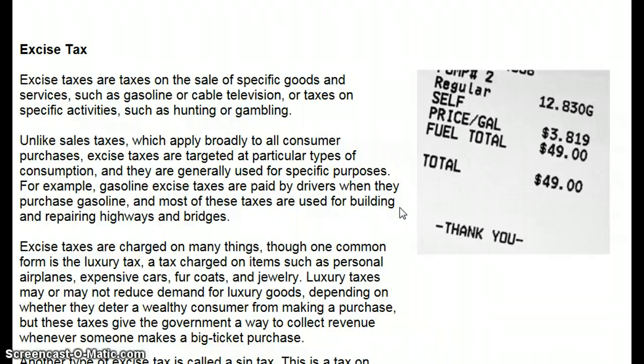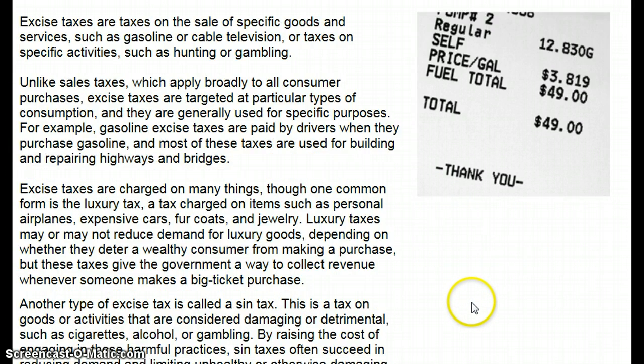Excise taxes are charged on many things, though one common form is the luxury tax, a tax charged on items such as personal airplanes, expensive cars, fur coats, and jewelry. Luxury taxes may or may not reduce demand for luxury goods, depending on whether they deter a wealthy customer from making a purchase, but these taxes give the government a way to collect revenue whenever someone makes a big ticket purchase.